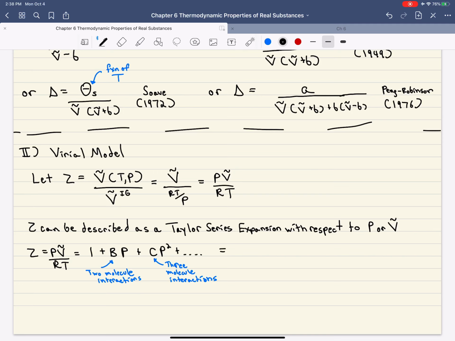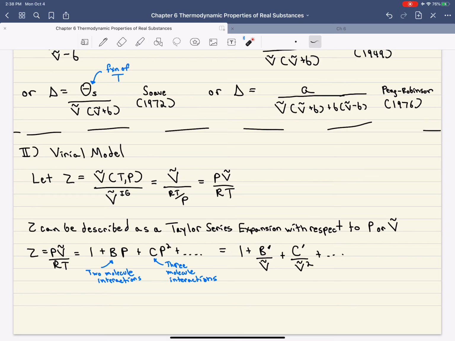You could write it in terms of pressure, or you could do it in terms of volume as well. So B prime is not the same as B, but once again, it's just another kind of coefficient that's being multiplied by the independent variable. So C prime plus... Okay, so this is a virial model which can be used to describe how non-ideal your gas is.